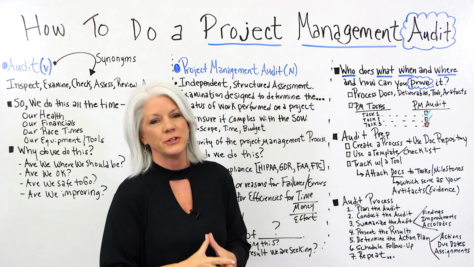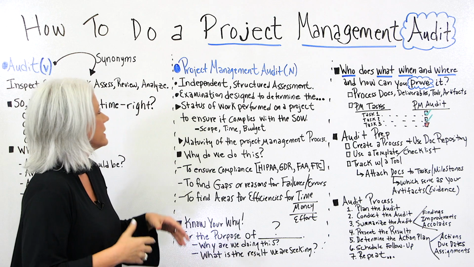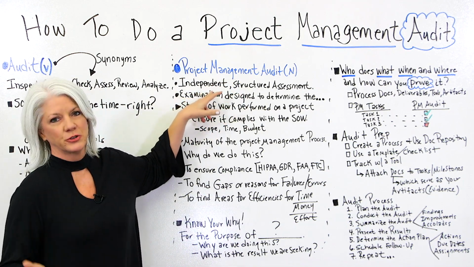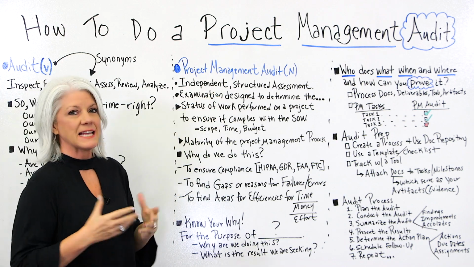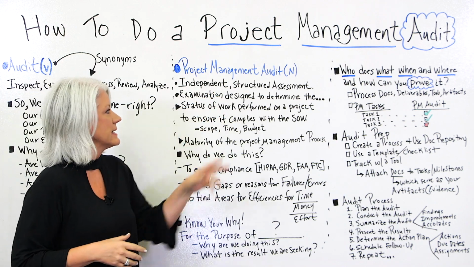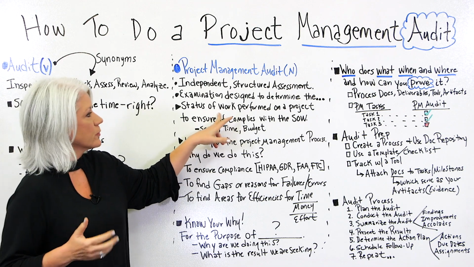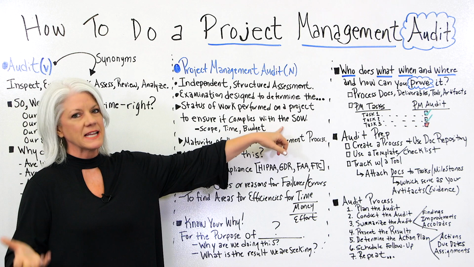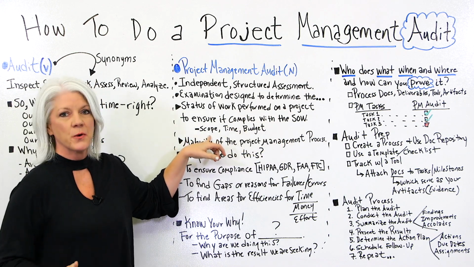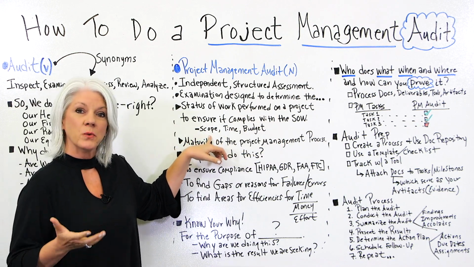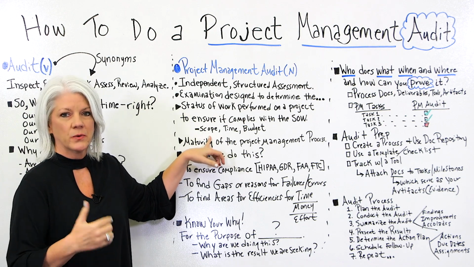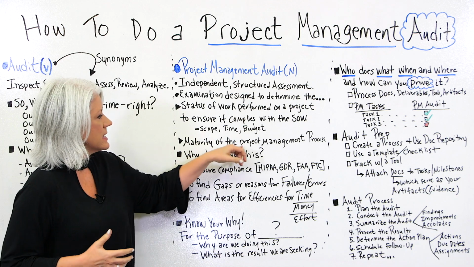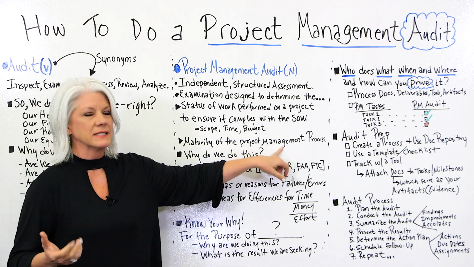So let's relate it to the project management audit. A project management audit is a noun. It's an independent, structured assessment. It's an examination designed to determine the status of the work performed on a project to ensure we're meeting the SOW, which is the statement of work. We're looking at the scope, the time, the budget. We want to make sure what we've committed to, we're actually producing. It also can look at the maturity of the project management process.